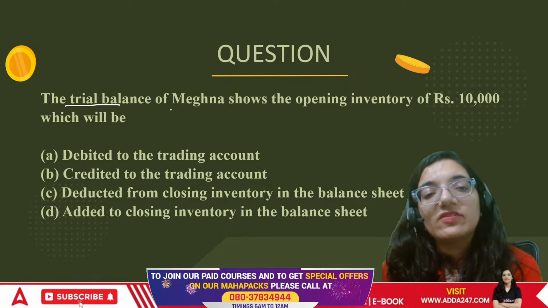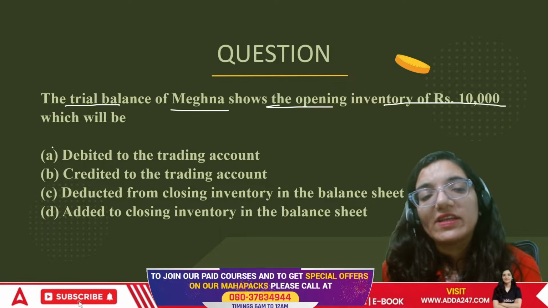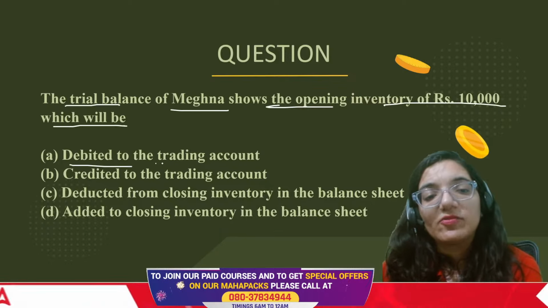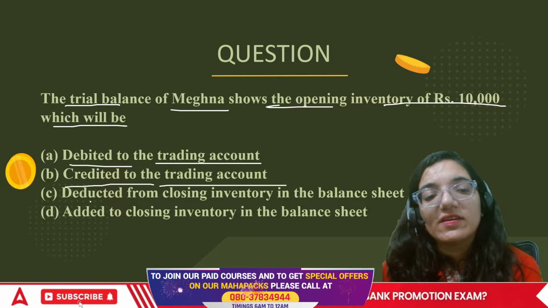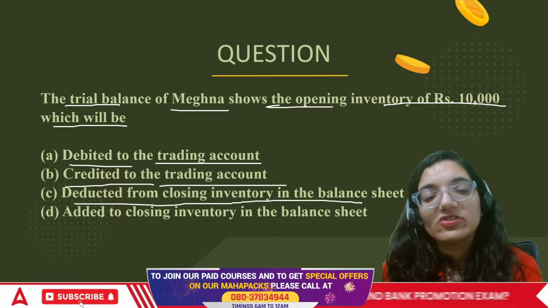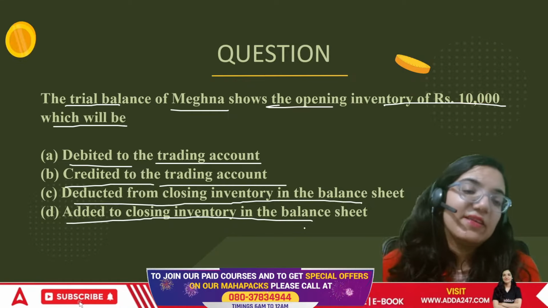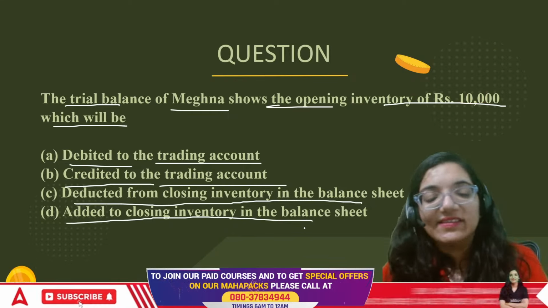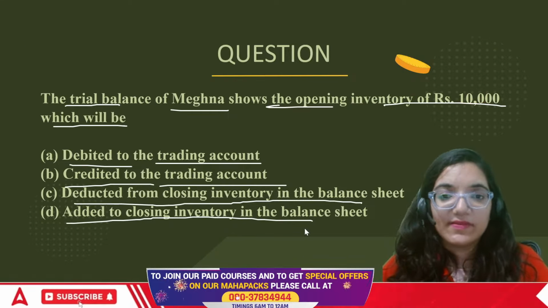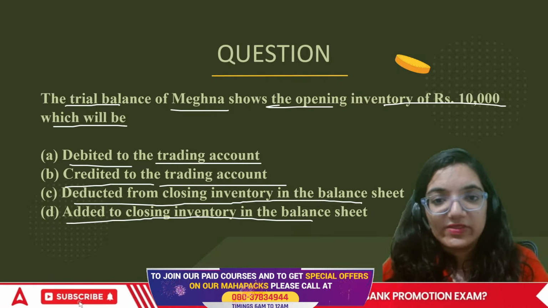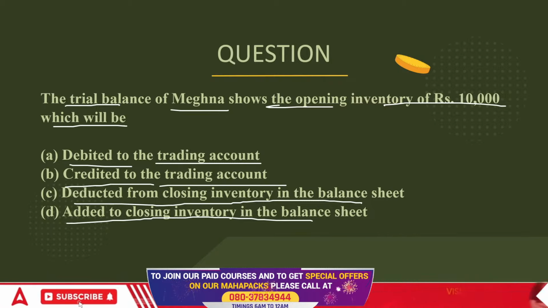The trial balance of Meghna shows the opening inventory of 10,000, which will be debited to the trading account, credited to the trading account, deducted from the closing inventory, or added to the closing inventory in the balance sheet. What are we going to do about it? Okay, I hope the question is visible. In case it's not, let's look at this.